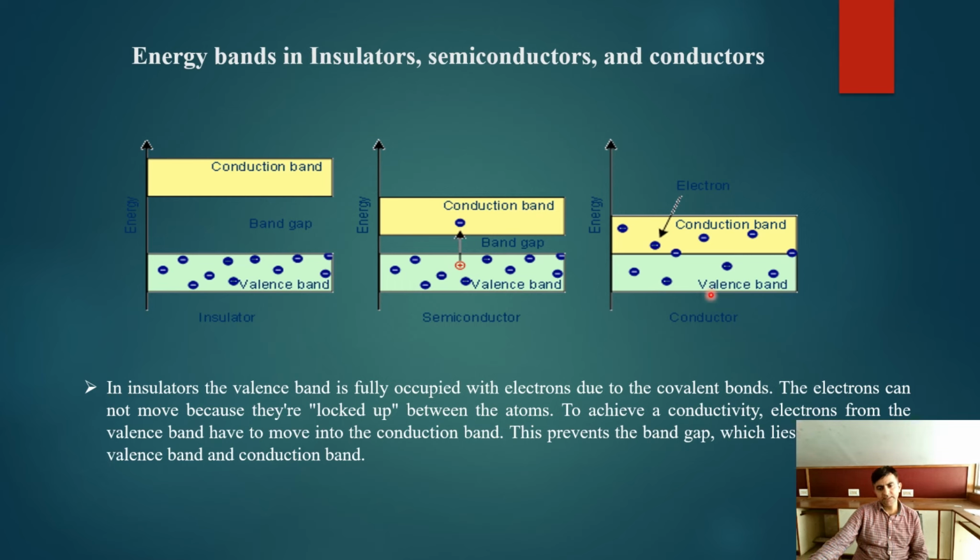In a conductor, there is no gap between the valence band and conduction band, so electrons move freely. In the insulators, the valence band is fully occupied with electrons due to the covalent bond. The electrons cannot move because they are locked up between the atoms. In the conductor, the valence band has very little gap and they move very freely, so conductors have very high conductivity. To achieve conductivity, electrons from the valence band have to move into the conduction band. This is prevented by the band gap which lies between the valence band and the conduction band.